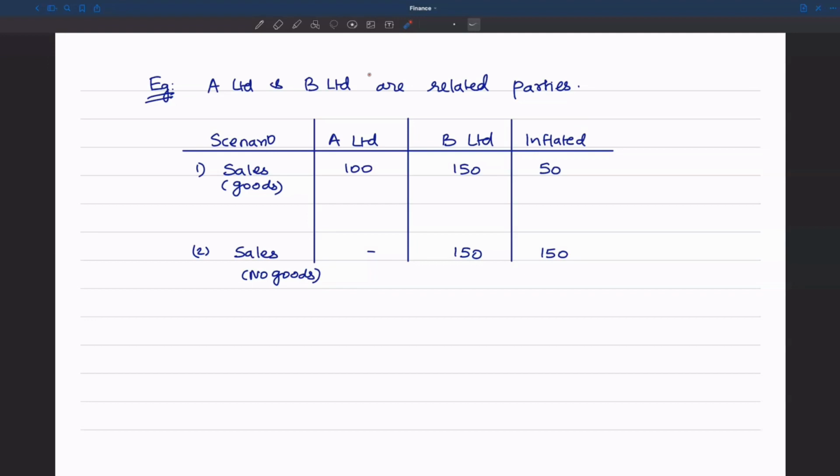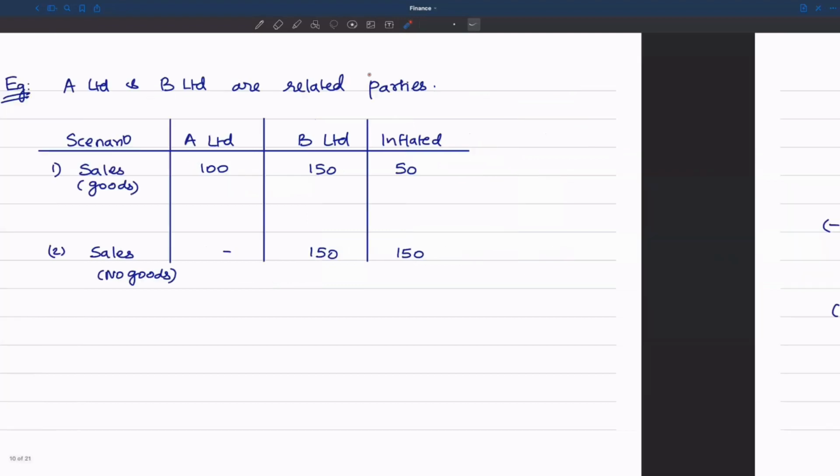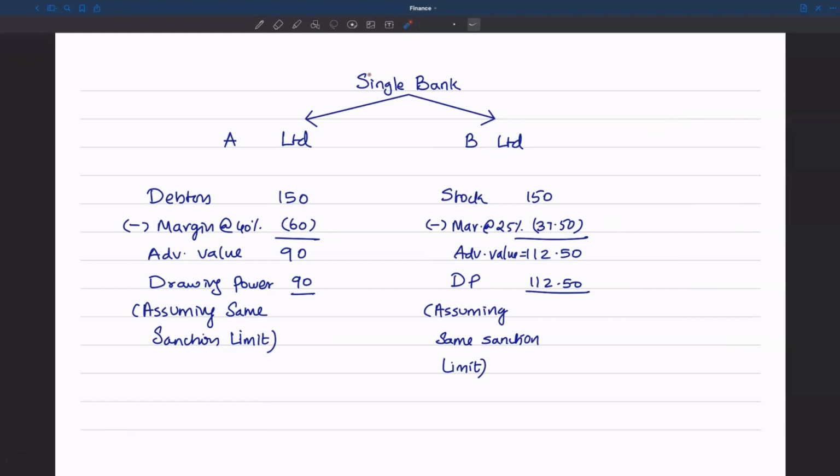And another reason why sometimes banks are very reluctant for this related party receivables is when both the parties are having credit facility with the same bank. So let's say this is a single bank, the same bank. I'll call this XYZ Bank. Okay. So this XYZ Bank has customers called A limited and B limited.